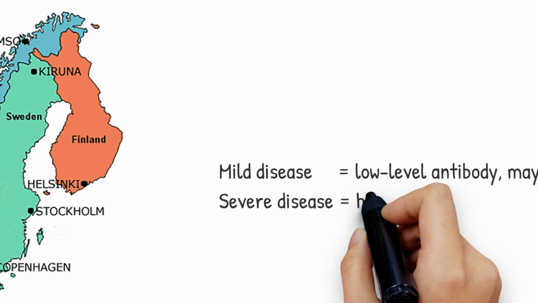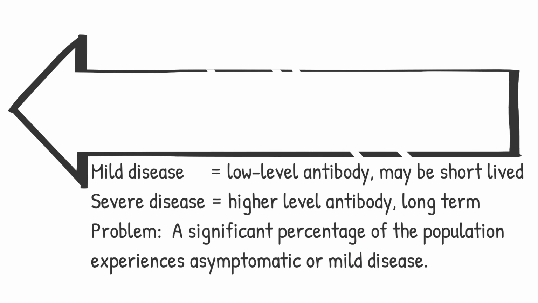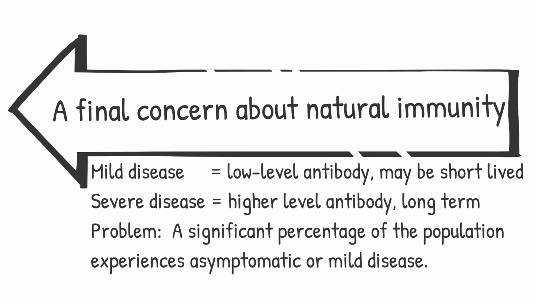Unfortunately, a poorly coordinated effort has proved to be the equivalent of embracing Sweden's natural herd immunity policy. Another concern is that natural immunity is variable and depends on the severity of disease. Mild disease results in a low level of antibody response that may be short-lived, while severe disease is more likely to confer long-term immunity and high levels of antibody. Therefore, a natural infection may not achieve herd immunity because a significant percent of the population experiences asymptomatic or mild disease.